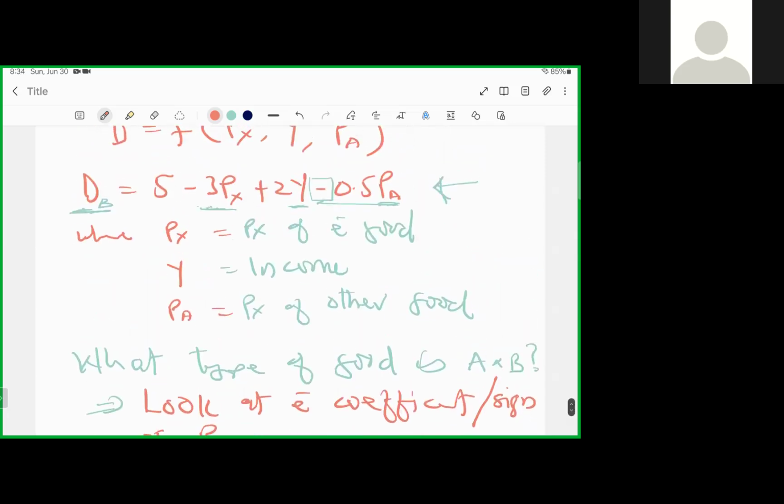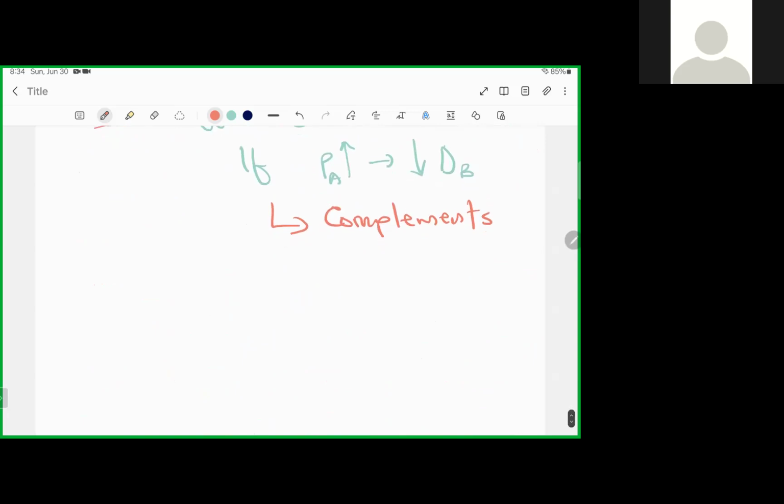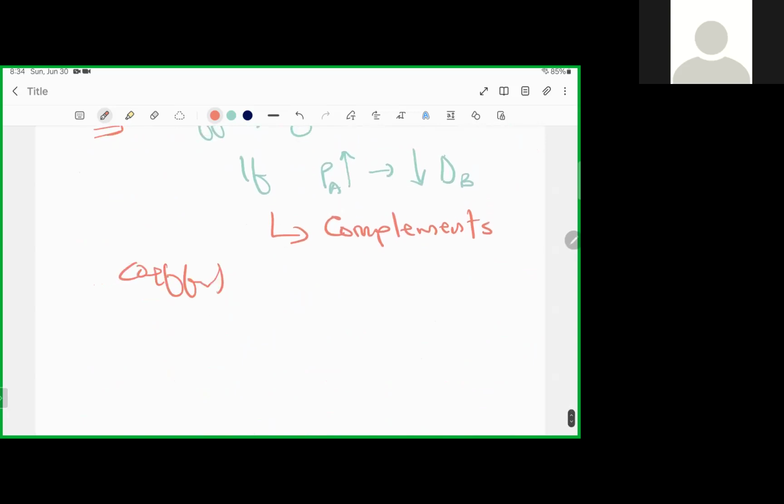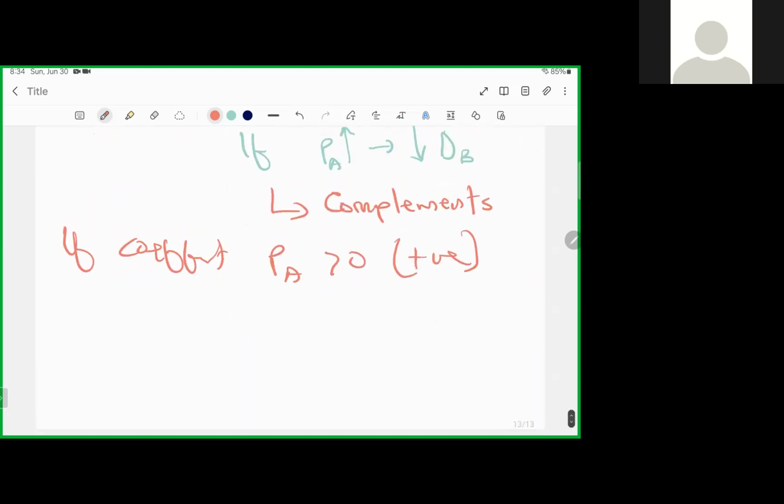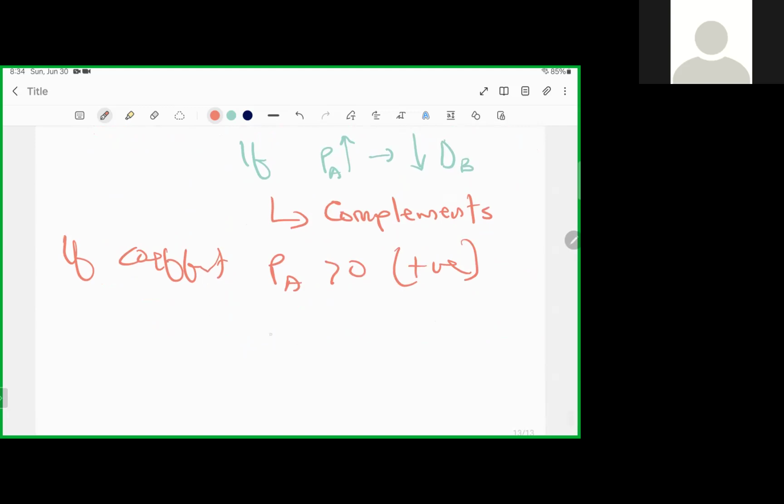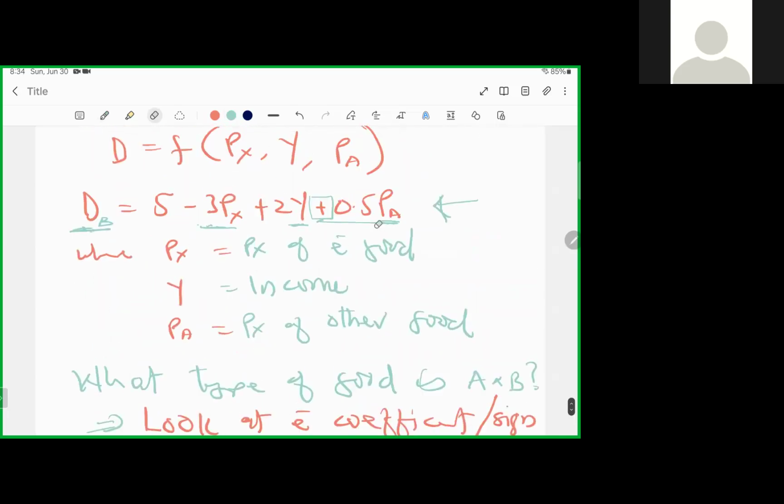Where is the equation? If here was positive. In this particular case, if the coefficient of PA was positive, which means we are talking about an increase in the price of good A. Remember, in the equation we are looking at it from the price of good A increasing, affecting the demand for good B.